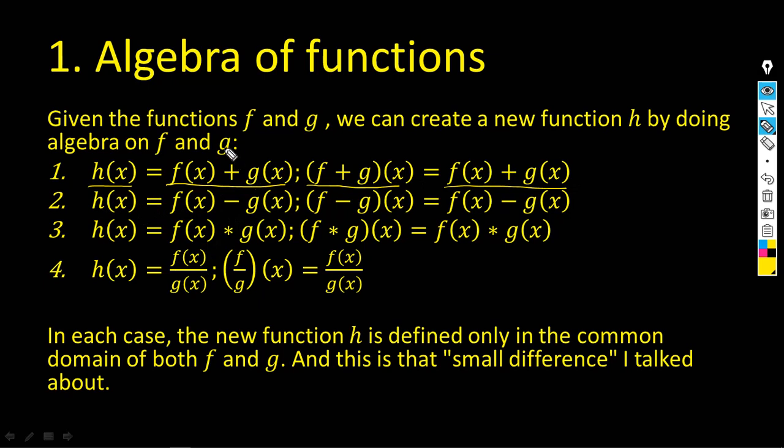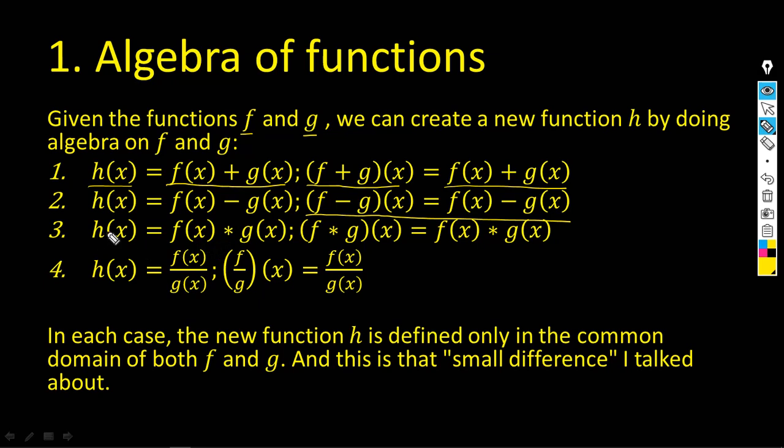And the same for the rest of the operations. If I'm given f and g, and if I subtract their values, like in this case, I'm creating a new function. This new function first calculates f of x, then calculates g of x, and then subtracts those values. It's also written sometimes in this way: f minus g of x equals f of x minus g of x. And the same for the rest of the operations, I mean multiplication and division.